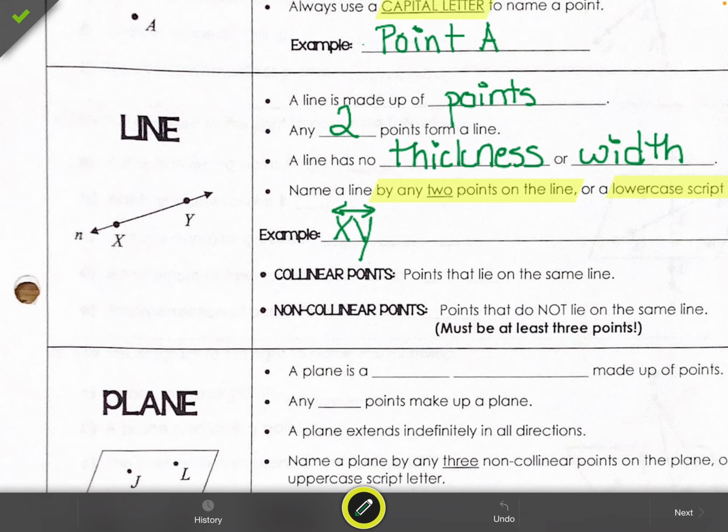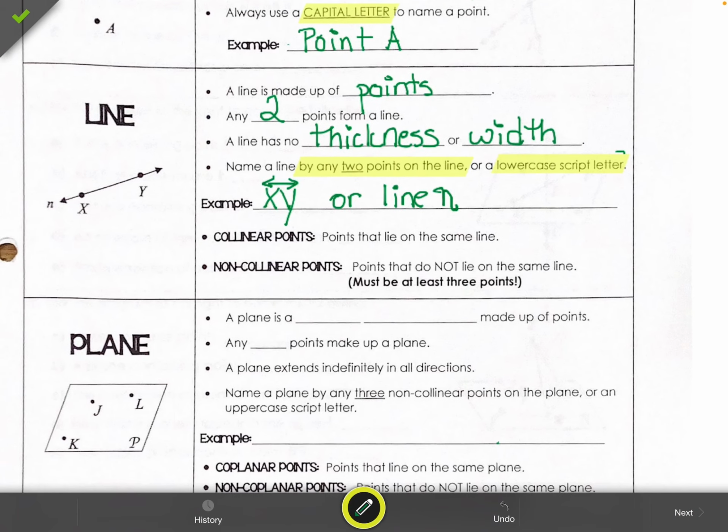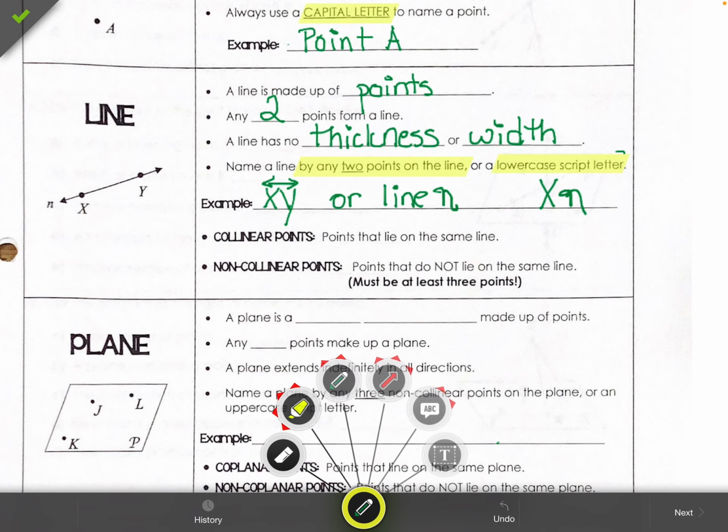If we wanted to use the lowercase script letter, then we would actually have to use the word line, not the symbol, and we would call it line N. And I just put a little swirlies on it to make it look more cursive. So we could call that line XY or line N. What we could not do is put your capital letter with your cursive letter. That is not a way to name a line.